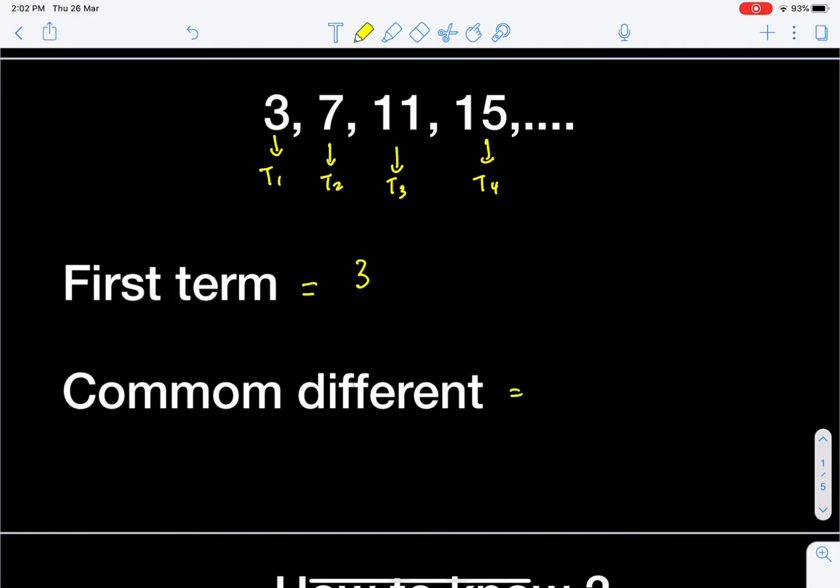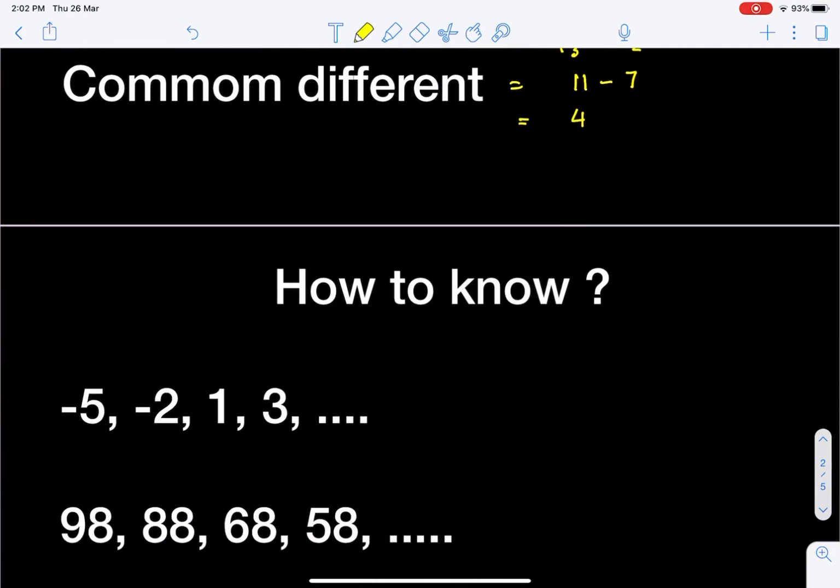Okay, common difference. Here, simply take any pair to subtract. Okay, you can choose T3 minus T2. It will give us 11 minus 7, so it will give us 4. So this is our common difference. Okay, as simple as that. Actually, you can choose T4 minus T3, any pair, because it is arithmetic.